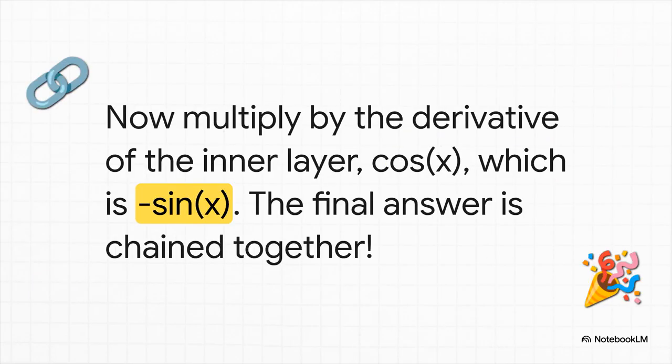All right, for the final step, we just have to multiply by the derivative of that inner layer. And the derivative of cosine of x is negative sine of x. So we chain them together, and our final answer is cosine of x, all of that times negative sine of x. See? We just peeled the onion.